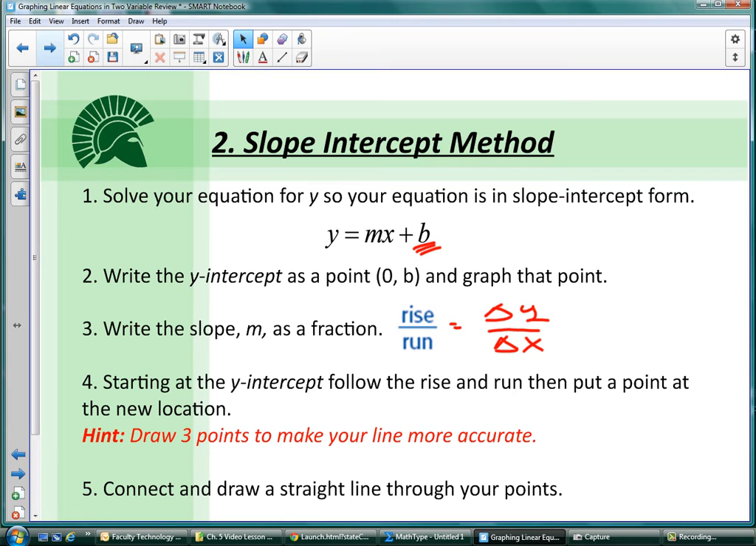Last but certainly not least, we want to start at our y-intercept, and we want to use this change in y over change in x, this rise over run, to find the next point. The hint is if you want to make your graph a little more accurate, which we always want to be, you'd make 3 points by following the same exact directions either in the opposite way or continuing along the line that you started to make. Connect and draw a straight line through them, making sure you put arrows at the end of your line because it goes on in both directions forever.